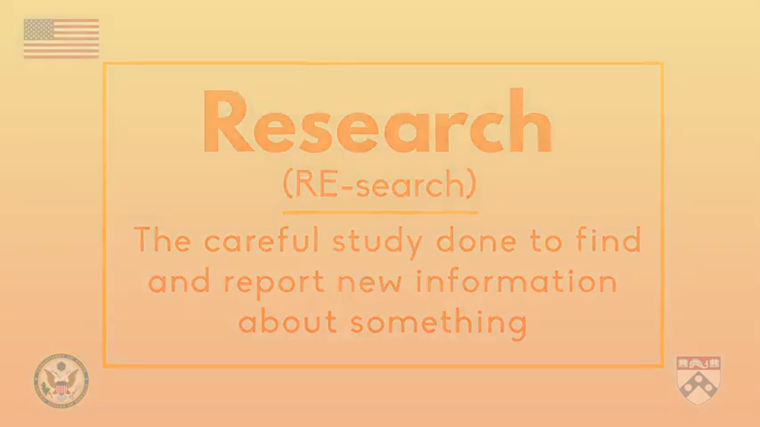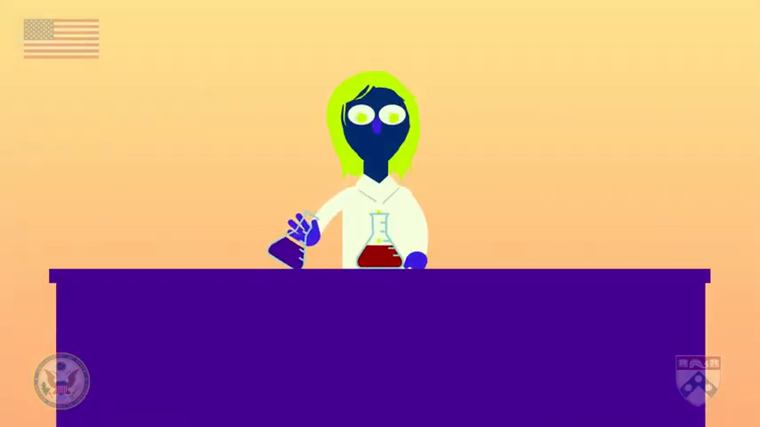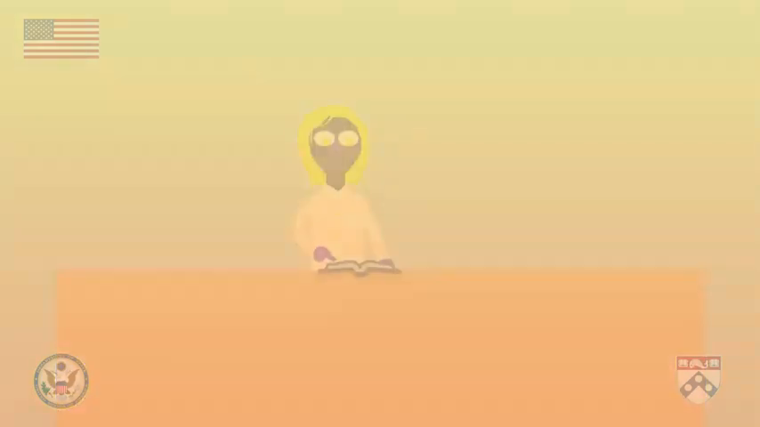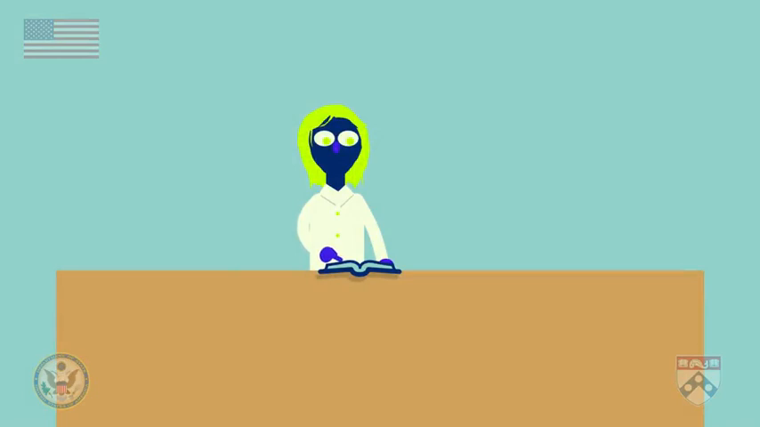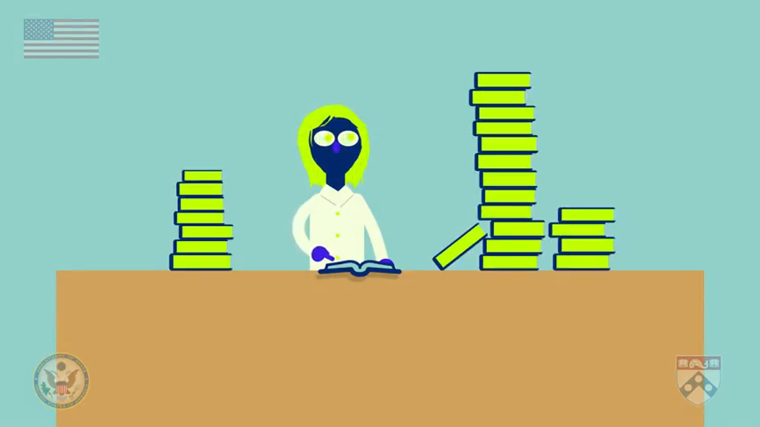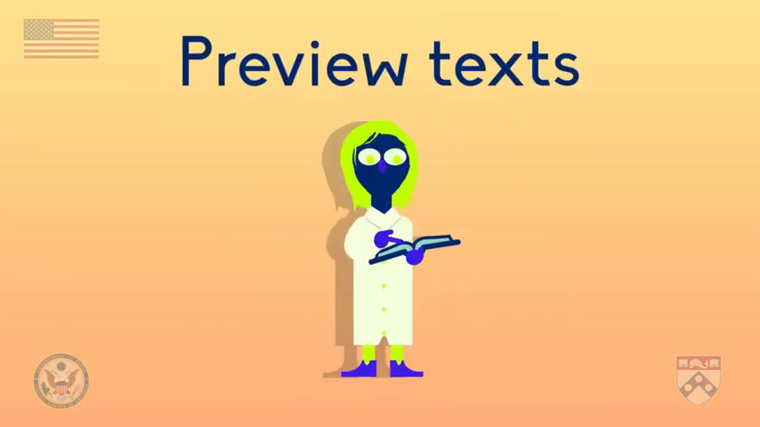Some of that research is done through their own experiments, but a lot of the research is done by reading about other people's ideas or experiments. And there is a lot to read. In fact, there are so many written texts about scientific research, we don't have time to read all of them completely. So, how do we know which ones might be the most helpful for us without having to read everything word for word? We preview the text.